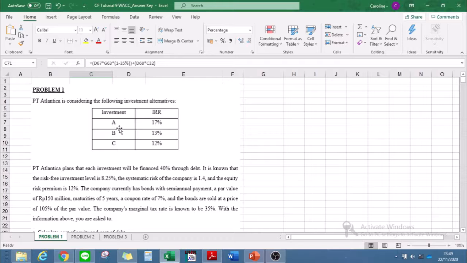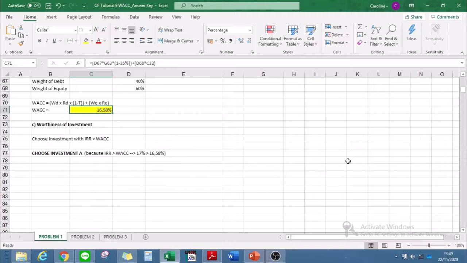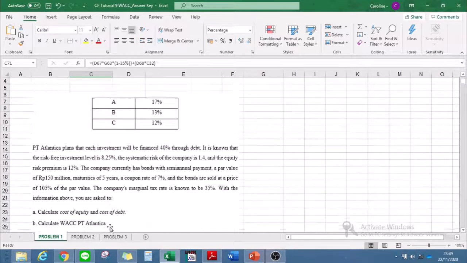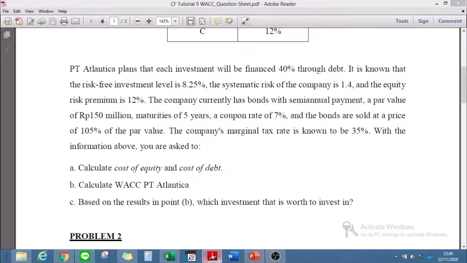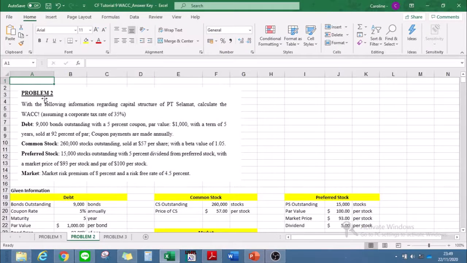And you see that investment A has the internal rate of return of 17%, which basically means that investment A is able to generate the return as much as 17%, higher than what the investors require. Okay, so that means you should invest in investment A. Okay, that is question number 1. Now we are going to move to question number 2. Okay, you can just read the question here.